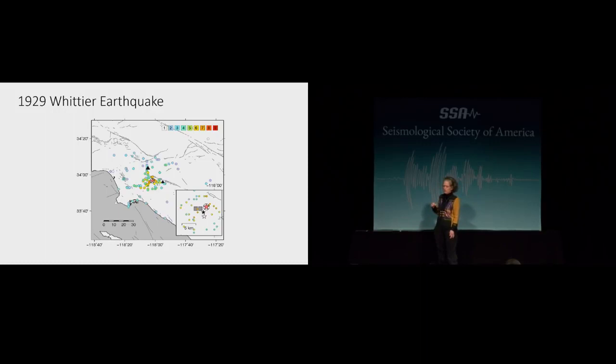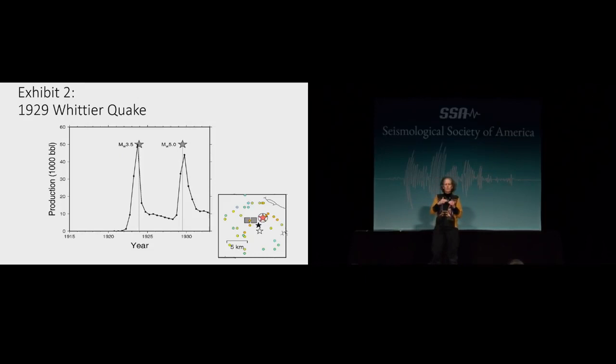In this case, we have good production data. The field was discovered, production ramped up, there was a shallow 3.5, the field started to be depleted, the well was deepened, and this magnitude 5 happened right as the production peaked from that deeper well.